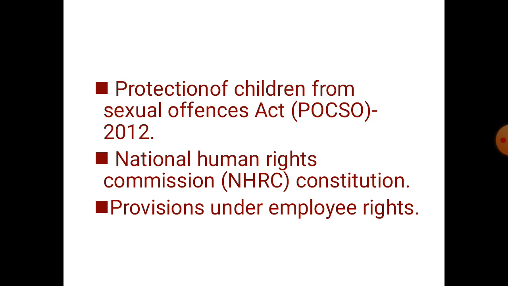The Protection of Children from Sexual Offences Act 2012 defines a child as any person below the age of 18 years and provides protection to all children under the age of 18 years from the offences of sexual assault, sexual harassment, and pornography.